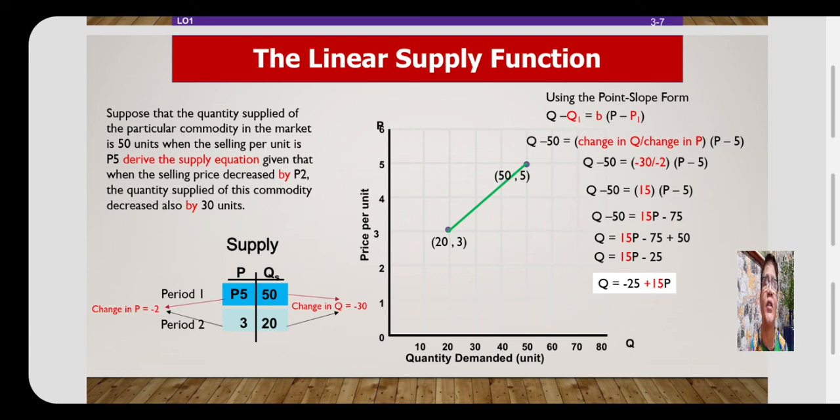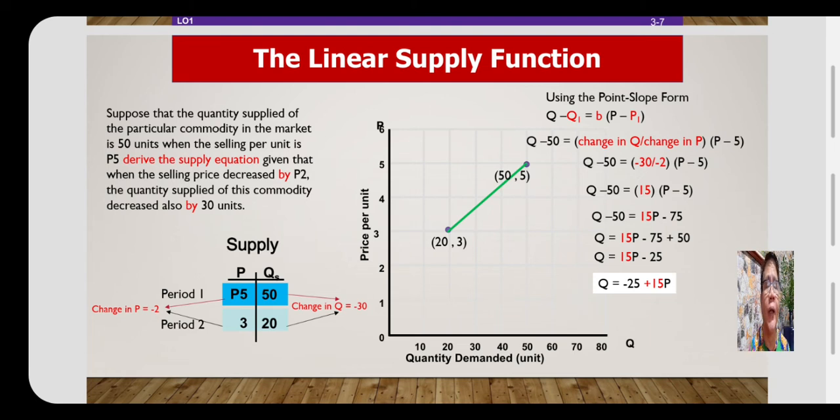Let us again read the problem. Suppose that the quantity supplied of the particular commodity in the market is 50 units when the selling price is 5 pesos. Derive the supply equation given that when the selling price decreased by 2 pesos, the quantity supplied of this commodity decreased also by 30 units.